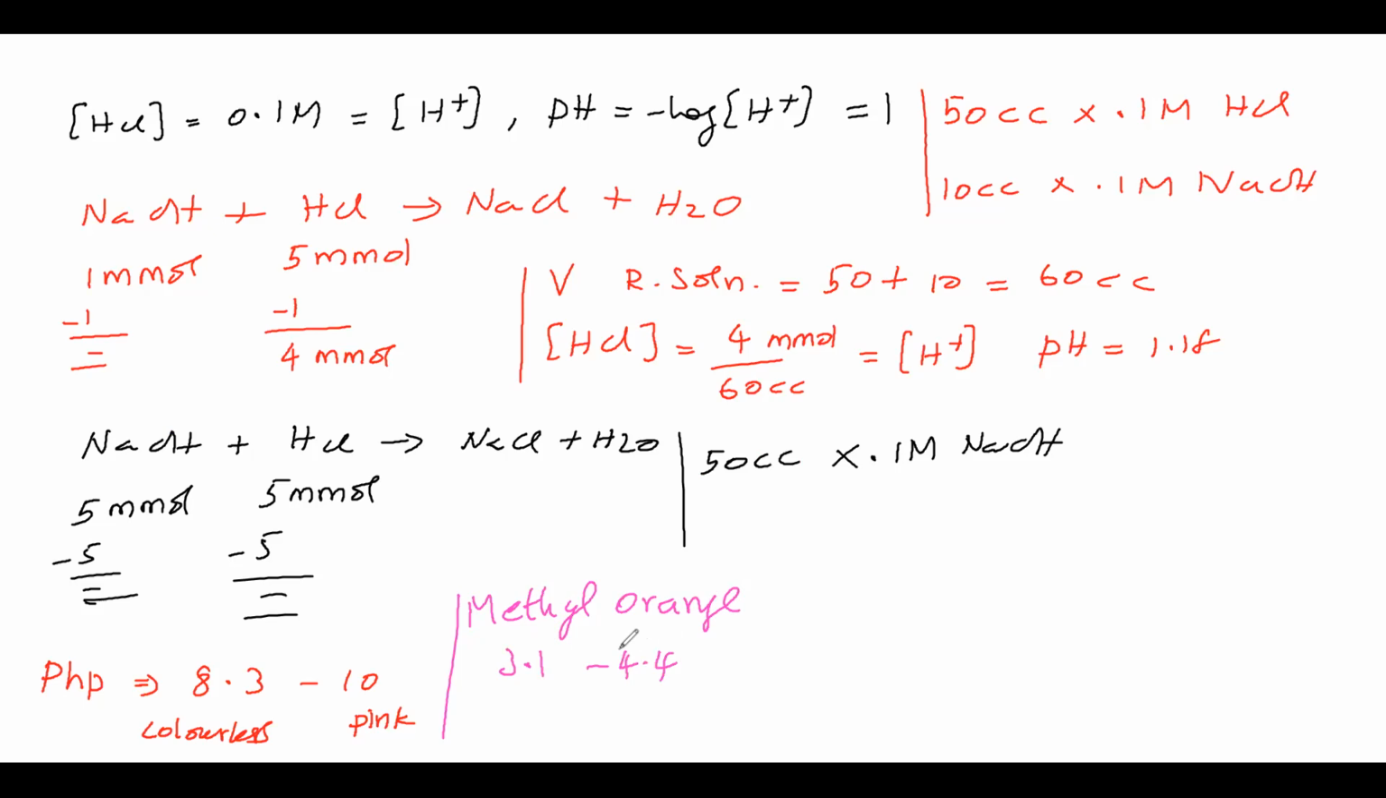Up to 3.1, methyl orange indicator will give red color. From 4.4 onwards, it will give yellow color. So that is the methyl orange indicator's role: up to 3.1 pH it gives red color, and from 4.4 onwards it gives yellow color.